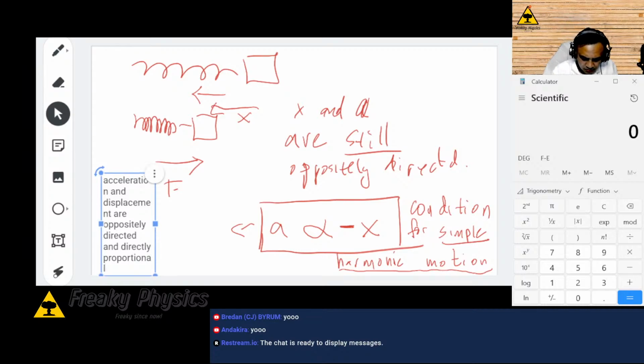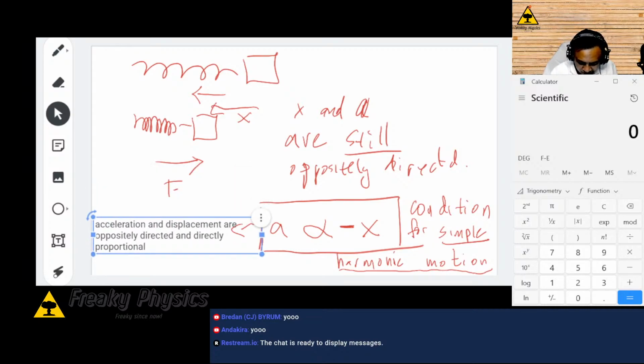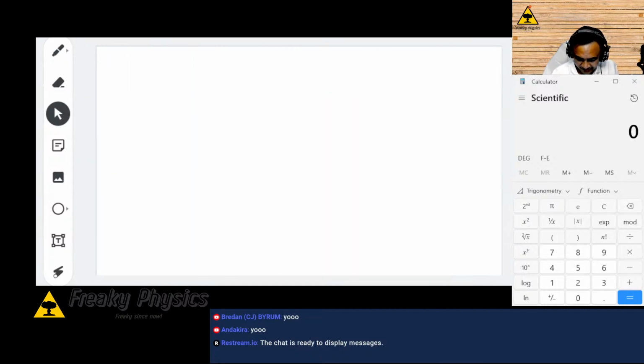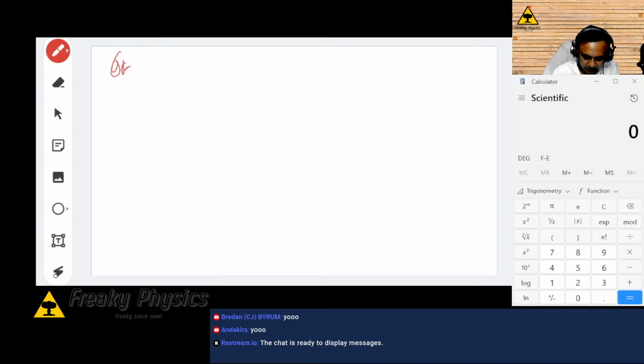All right, so again, this is the key condition, and I've actually seen a couple of problems in several papers, not just IB, basically asking this. So let's take a look at a few graphs. Would you say x is the distance or the displacement? Displacement. Okay, let's say that this is your displacement and this is your acceleration, right? So what kind of graph would that look like?